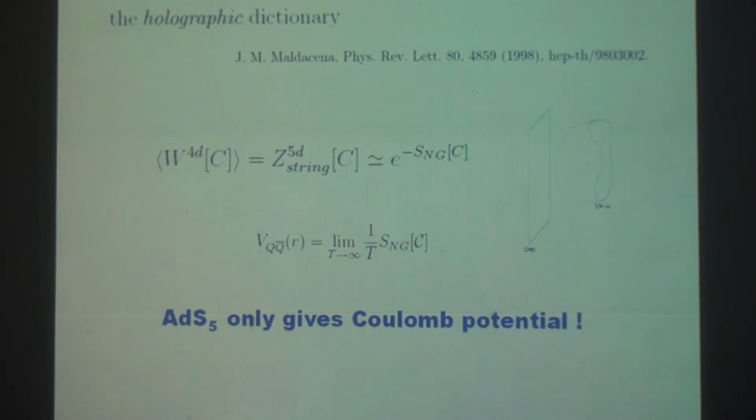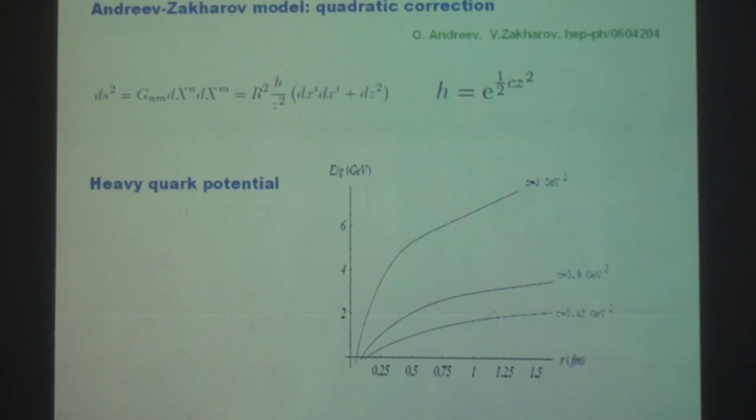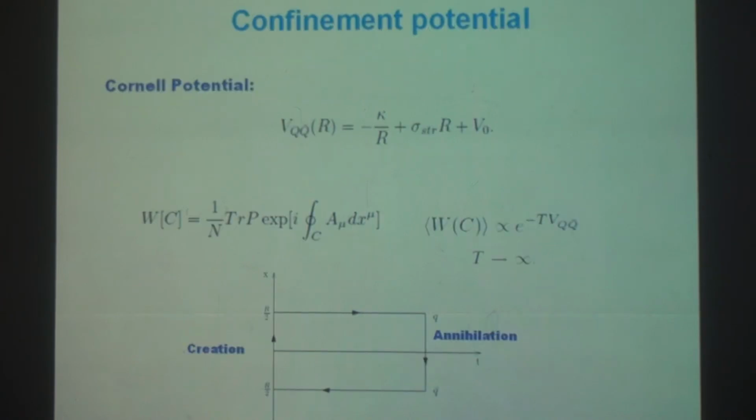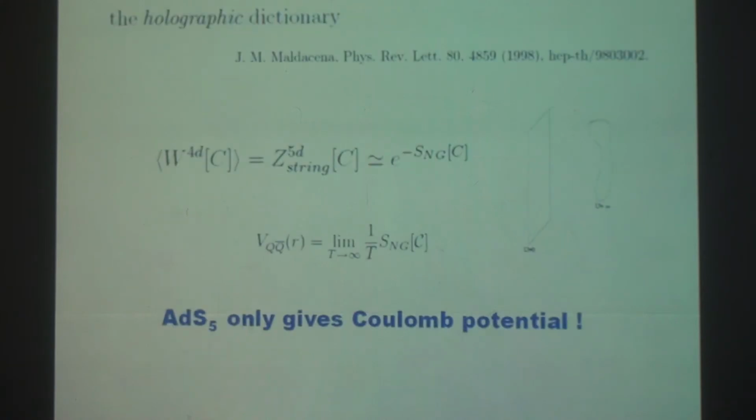If you have AdS5, then you can only get this part. You will never get this linear part. So basically, you need to do something, right? You need to put something in to get your linear potential.